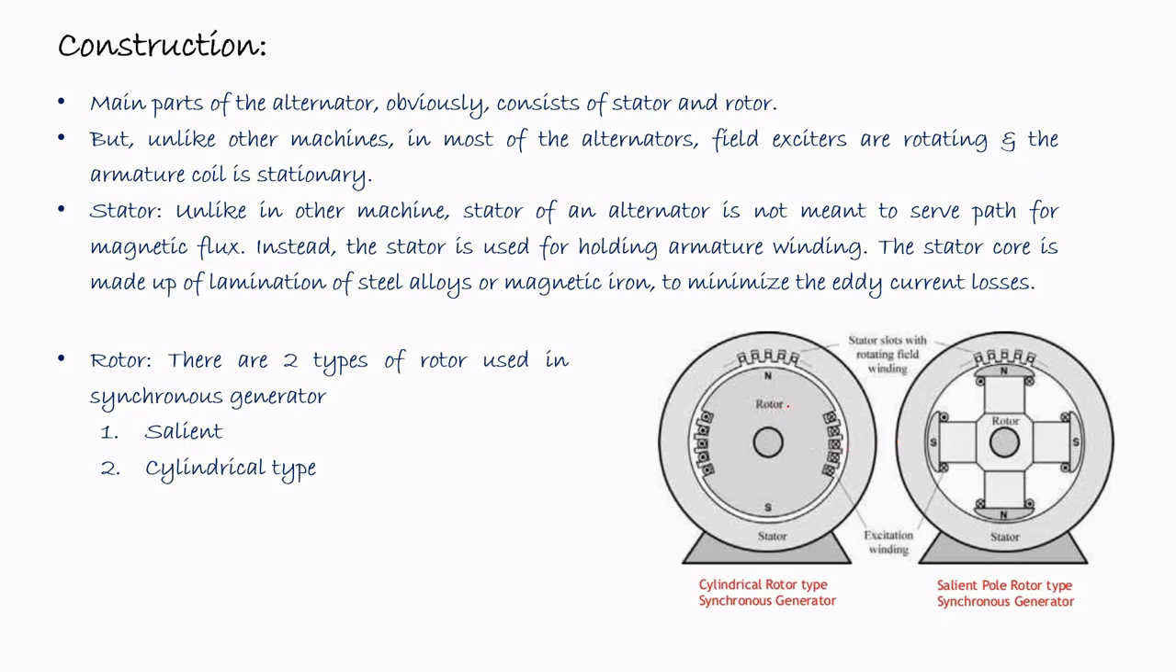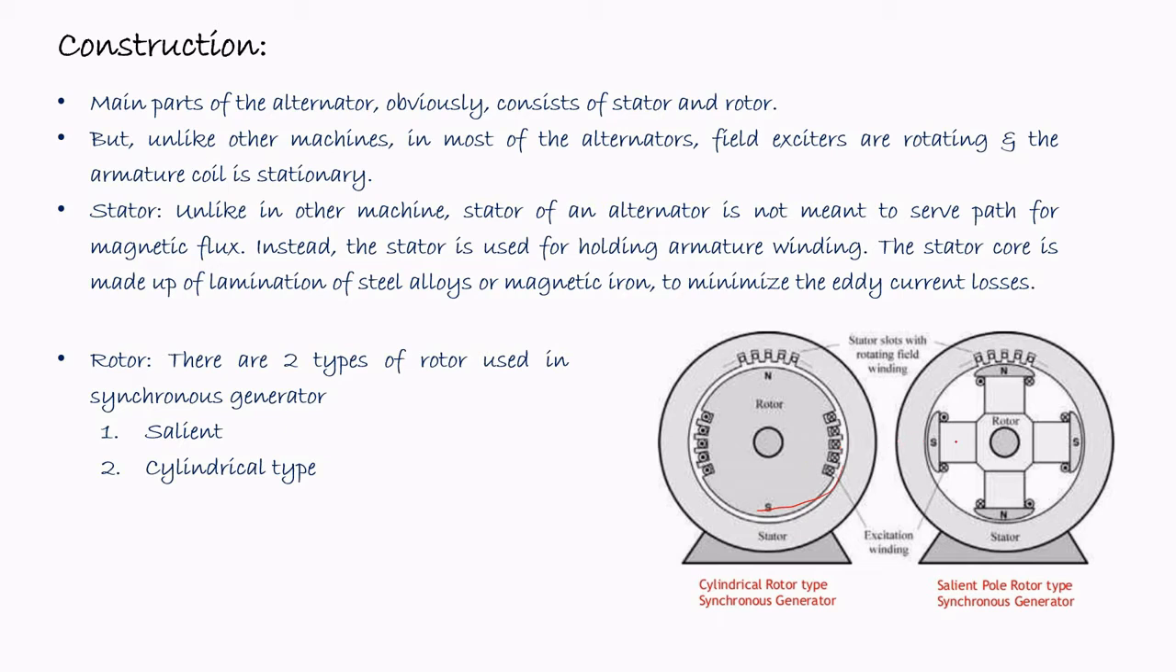In the case of a cylindrical rotor, the air gap between stator and rotor is uniform. So here the rotor is cylindrical in shape, like other machines such as the DC machine or the induction motor. So this is the cylindrical type rotor. It is also considered a non-salient type rotor.